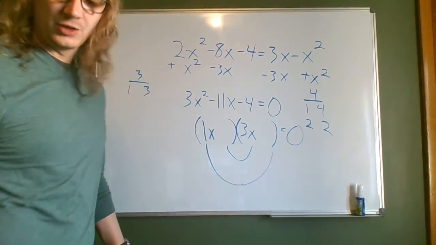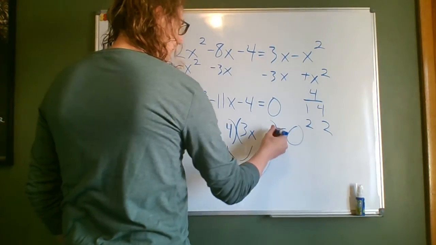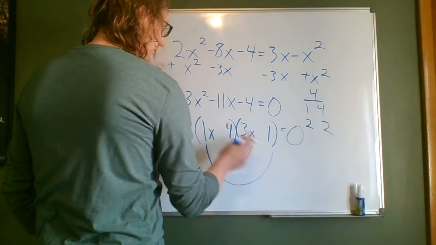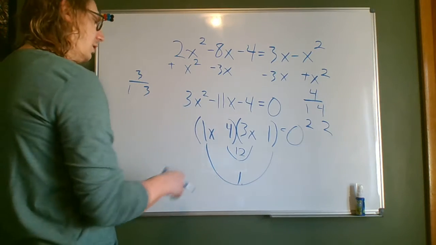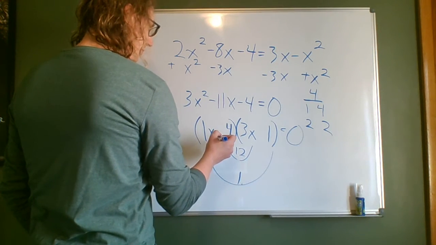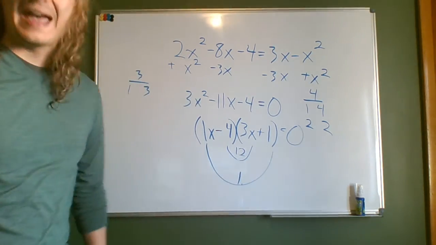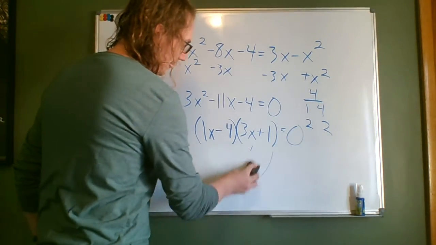But remember, I still like that 12. So maybe I just got everything in the wrong place. So I'm going to put the 4 here and the 1 there. 4 times 3 is 12. 1 times 1 is 1. 12 minus 1, that's what I want. I want it to be a negative 11. So I'll make that negative and this positive. So I've factored. Again, that's the hardest part of these problems, is factoring.